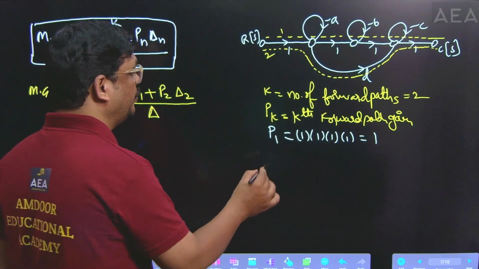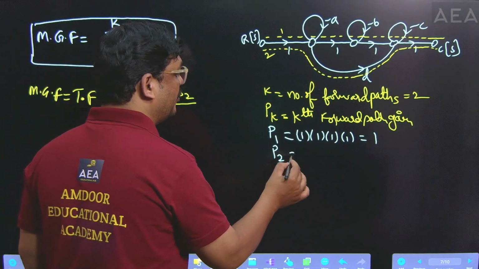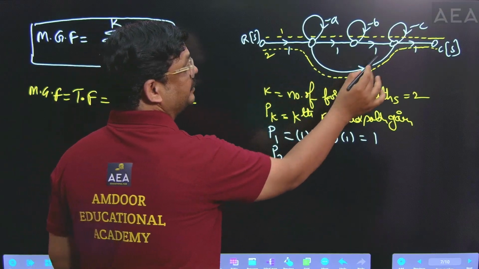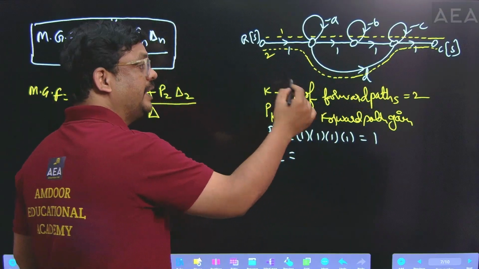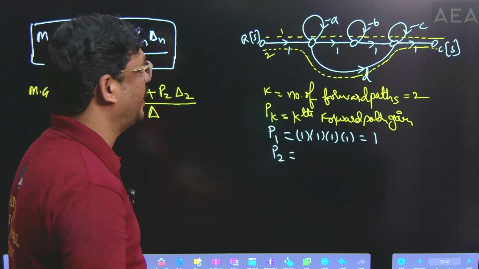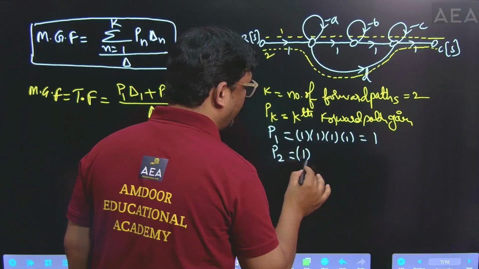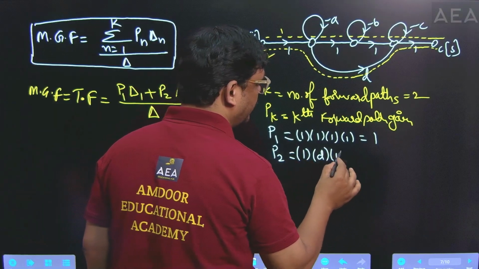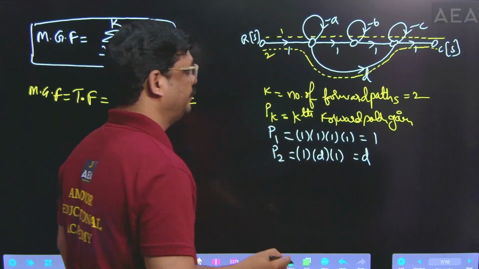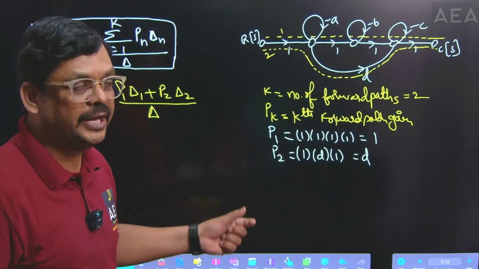And similarly write P2. P2 explains the second forward path gain. The second forward path is this path. Just write the product of the gains of that forward path: 1 into d into 1, which gives 1 into d into 1, and this is equal to d. So finally we got these two, P1 and P2.